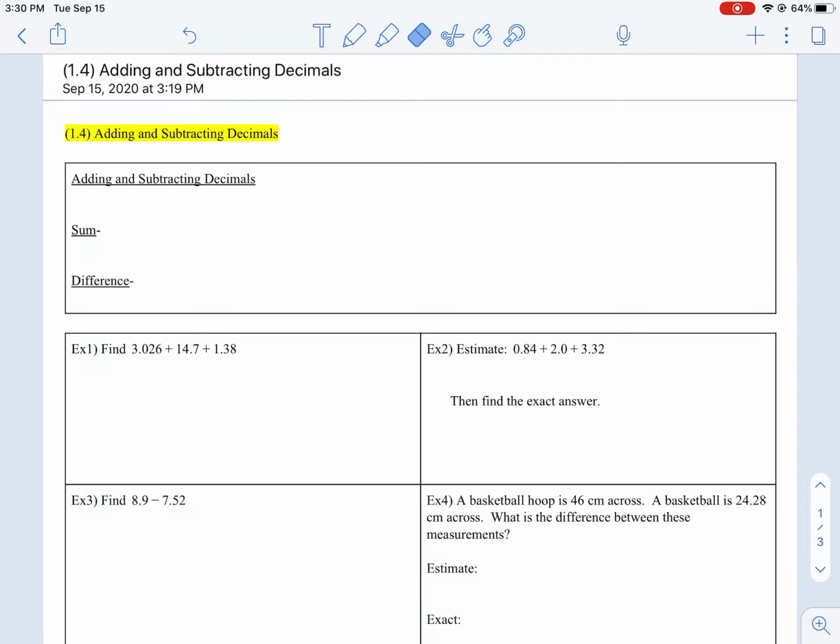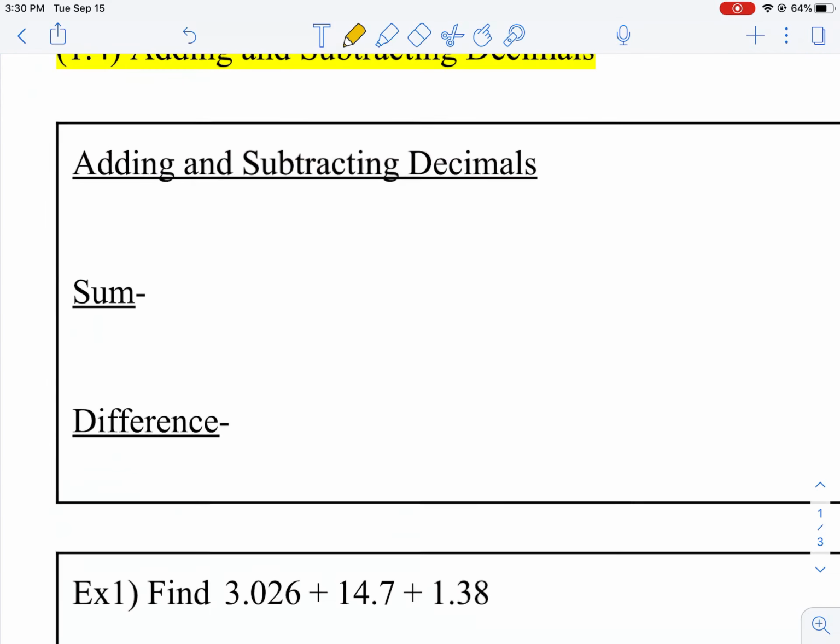In this video, we are going to learn about adding and subtracting decimals. When adding and subtracting decimals, there's one rule that you must follow: you must line up your decimal. We do that because we want to make sure that we're adding the different place values with the other similar place values. For example, we want to add up tenths with tenths and hundredths with hundredths, and so on.